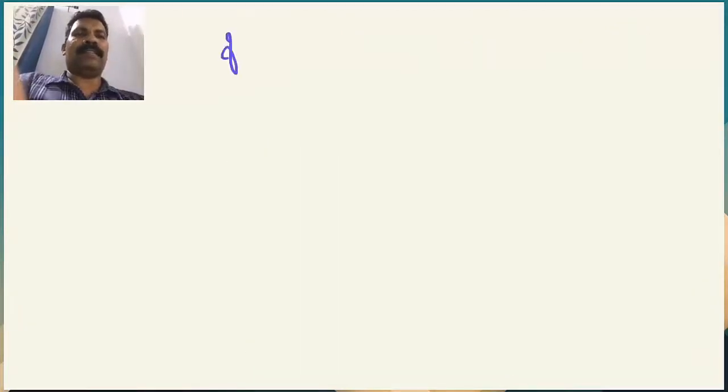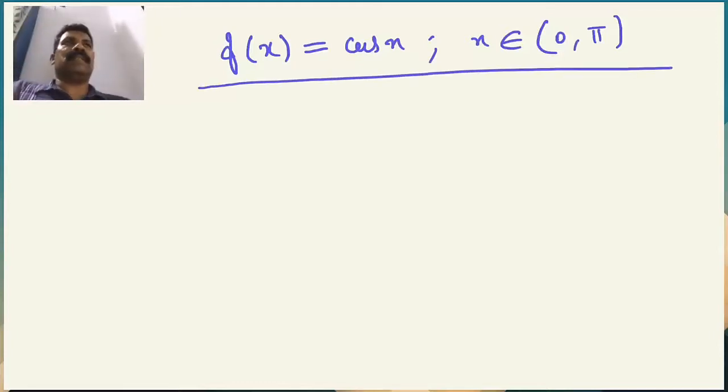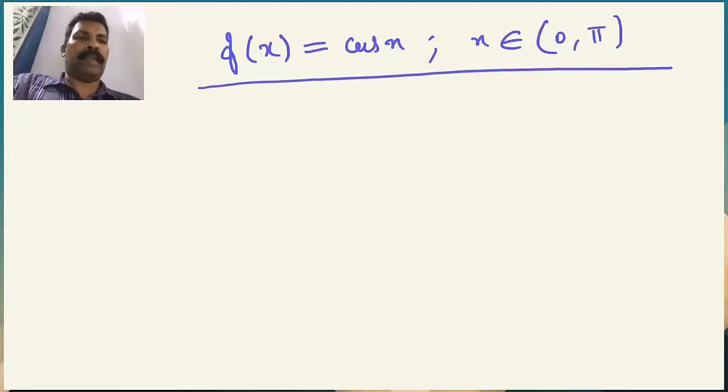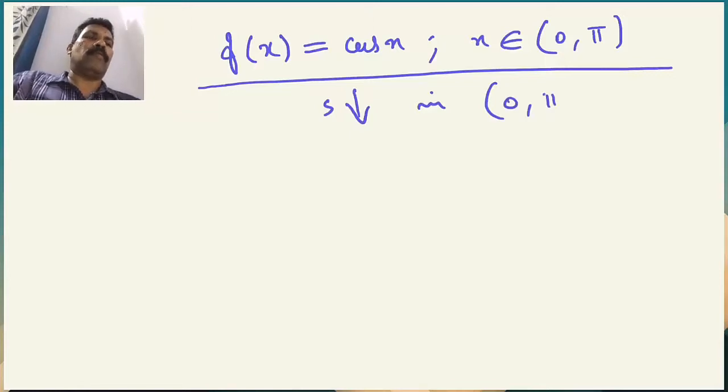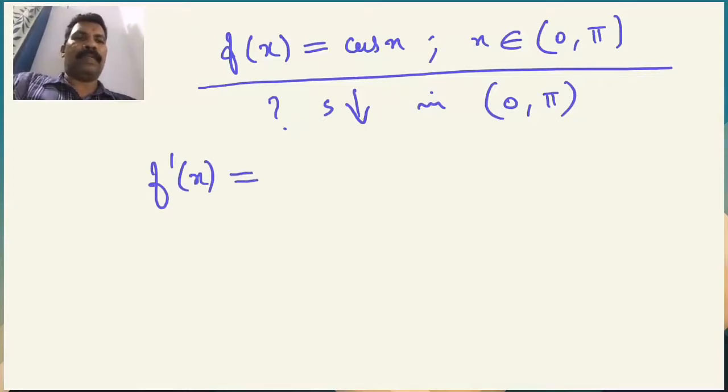Now let us consider the function f given by f of x is equal to cos x, where x is in the interval, say, 0 to pi. We have to see whether this function is strictly decreasing in the given interval, that is 0 to pi. So how to prove it? We have to consider the derivative, as I told you, that is negative sin x.